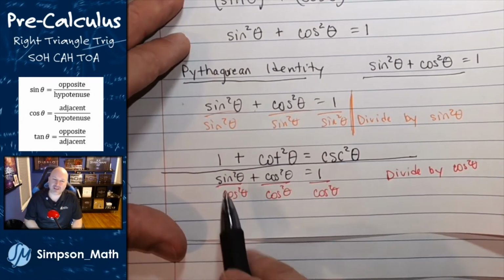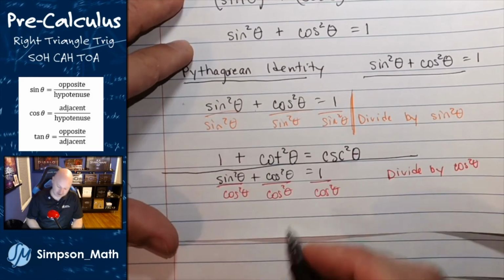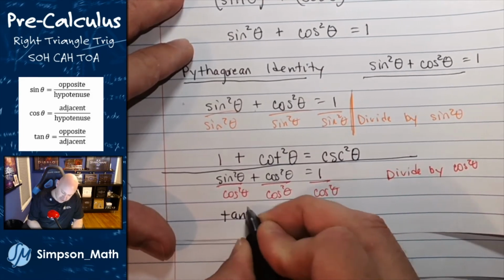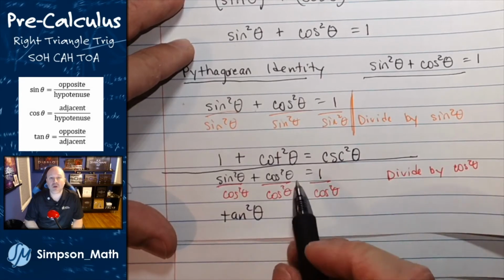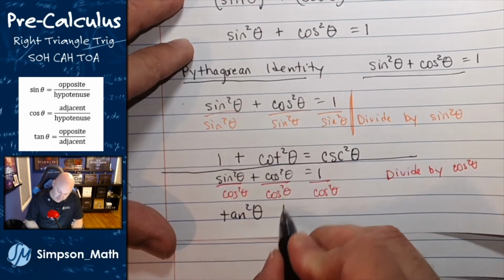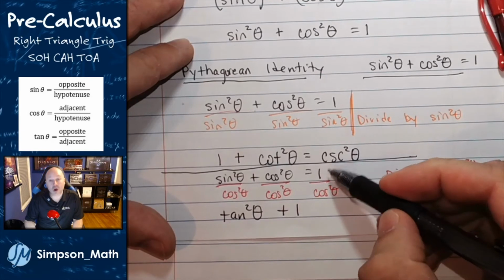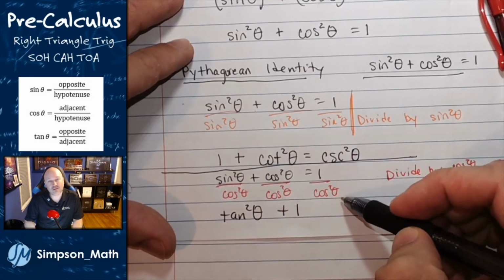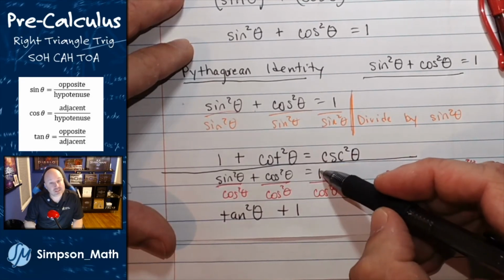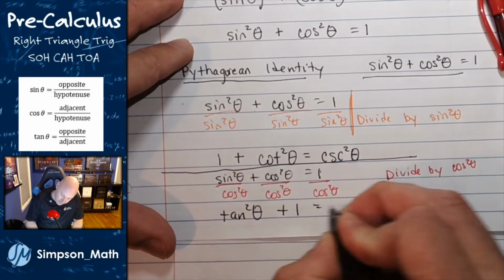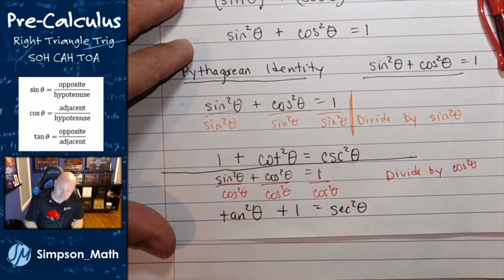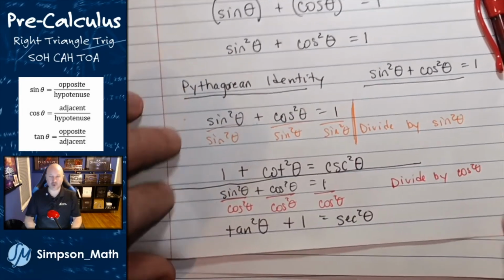And I'm having a lot of fun here. What is sine over cosine? That's just tangent. In this case, tangent squared. Cosine squared divided by itself is 1. 1 over cosine, or reciprocal of cosine. Well, that's just secant squared. I'm going to organize this a little bit better.